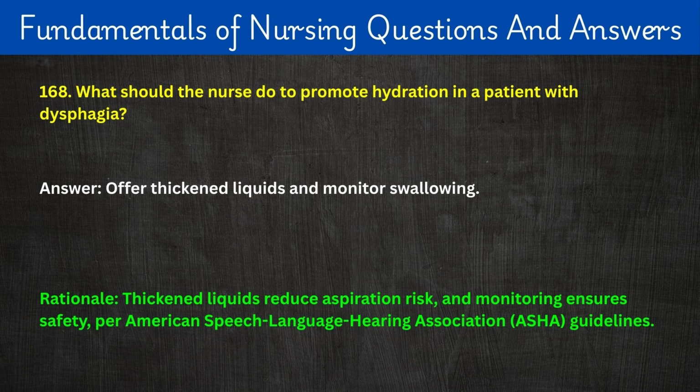168. What should the nurse do to promote hydration in a patient with dysphagia? Answer. Offer thickened liquids and monitor swallowing. Rationale. Thickened liquids reduce aspiration risk, and monitoring ensures safety, per American Speech-Language-Hearing Association, ASHA, guidelines.